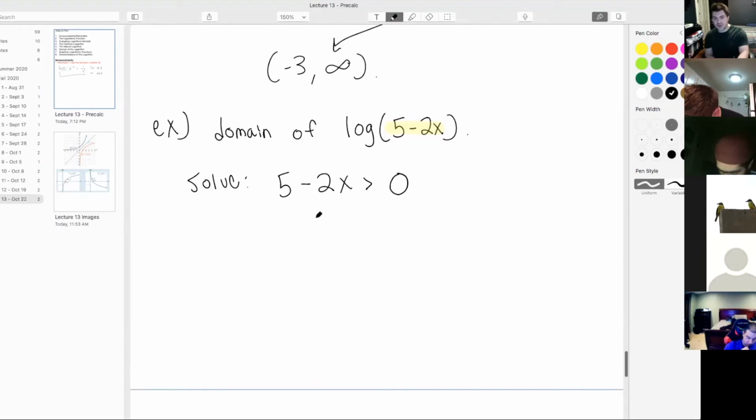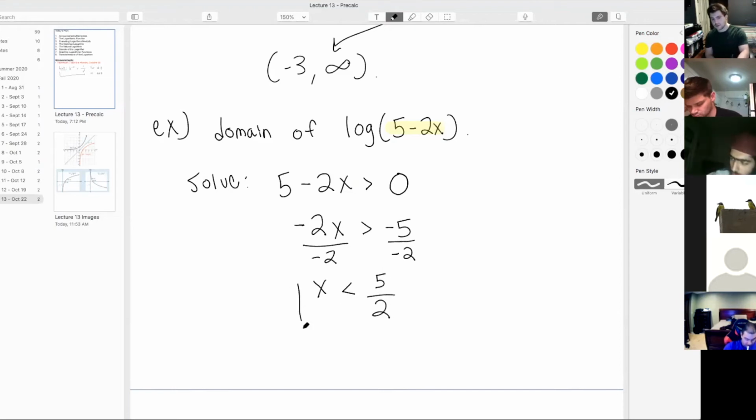Good, so let me subtract 5 from both sides. So I'll get -2x is greater than -5. Now divide both sides by -2. Be careful when you do that. You do need to flip the inequality to face the other direction. So this will be x is less than 5 over 2. Going from here to here, flip the inequality.